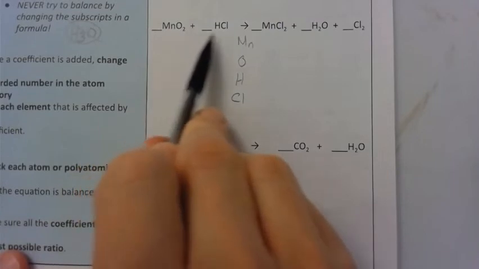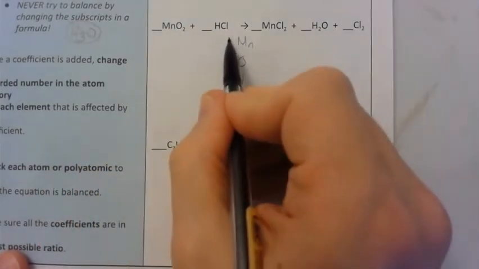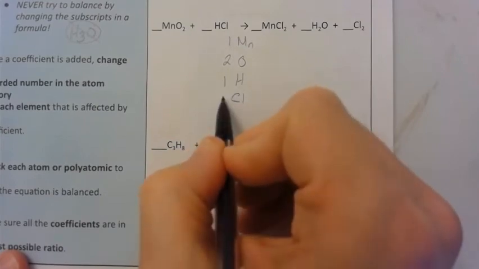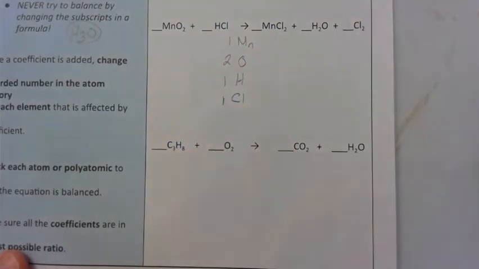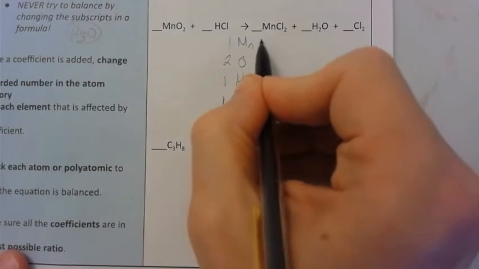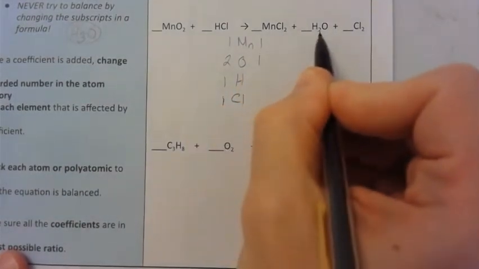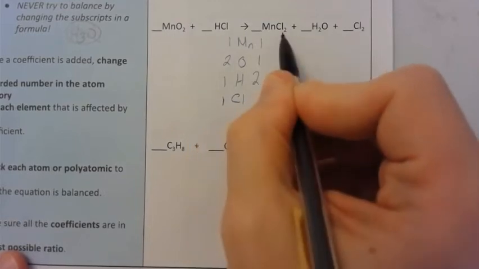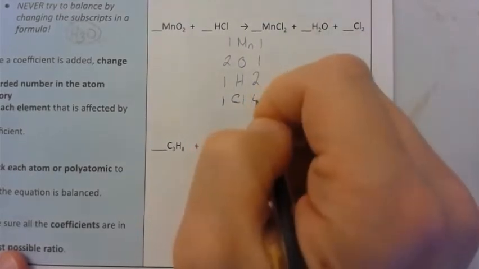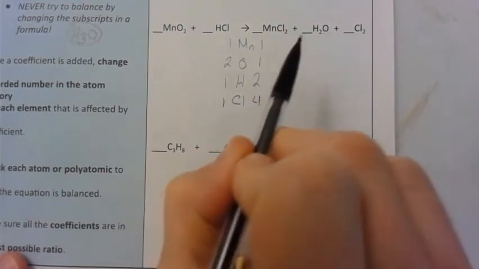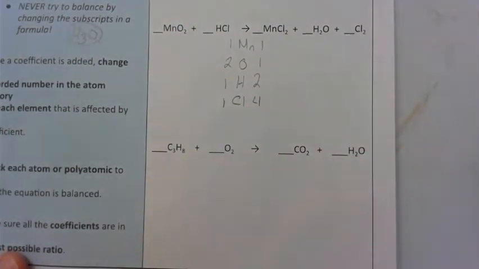And if we do the inventory on the reactant side, we've got 1 manganese, 2 oxygen, 1 hydrogen, 1 chlorine. And on the product side, we've got 1 manganese, 1 oxygen, 2 hydrogen, and 1, 2, 3, 4 total chlorines. Even though it's split over 2 products, the total chlorine count on the product side is 4.